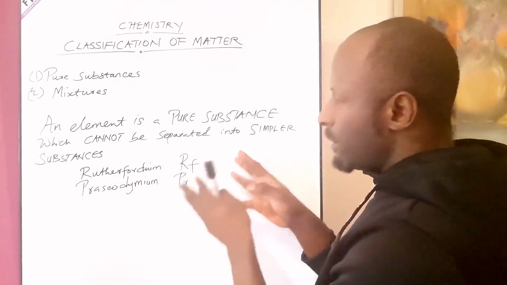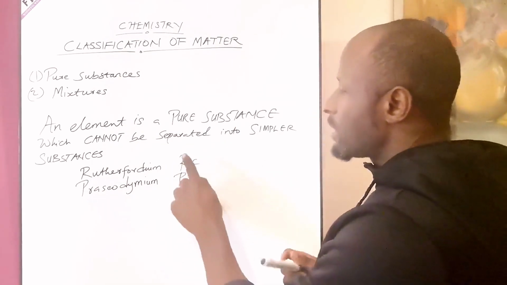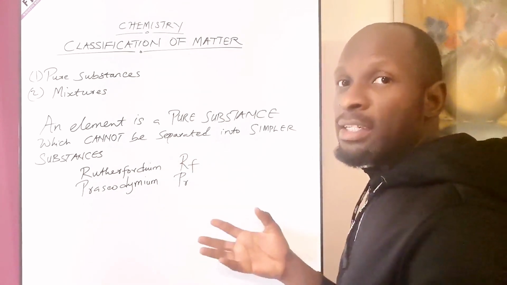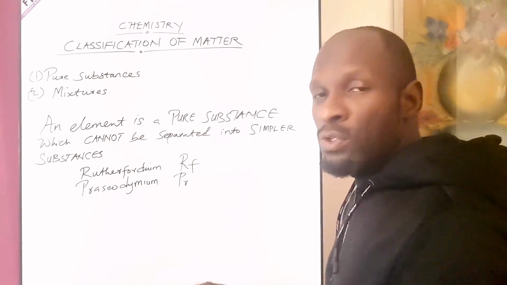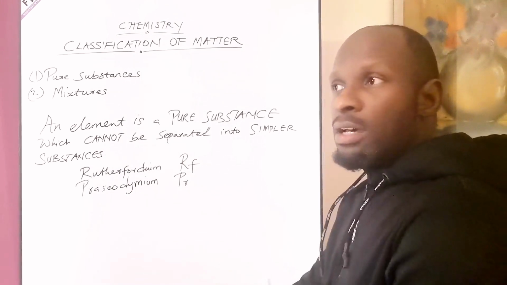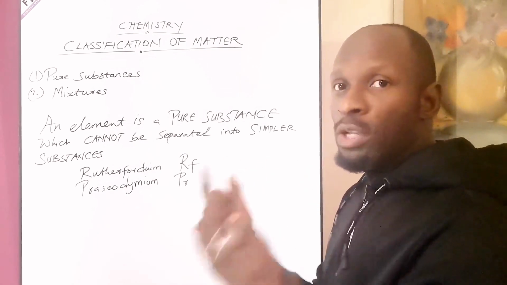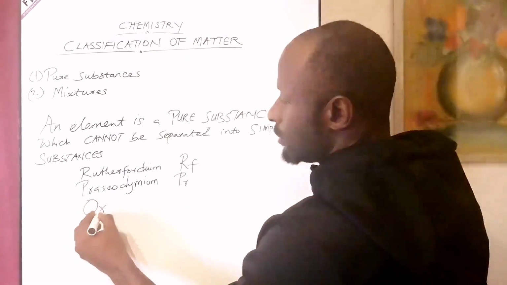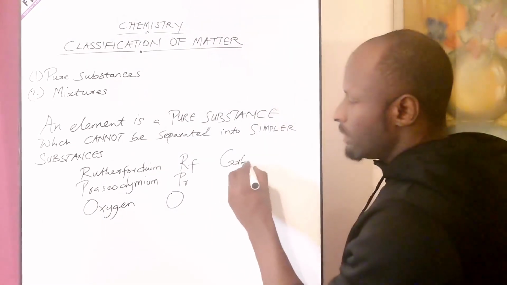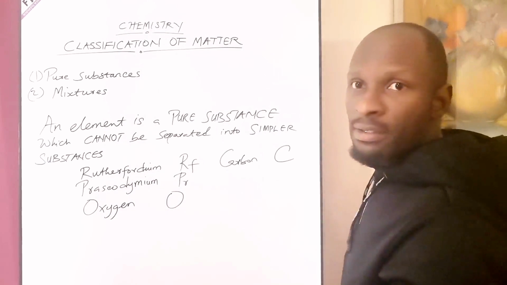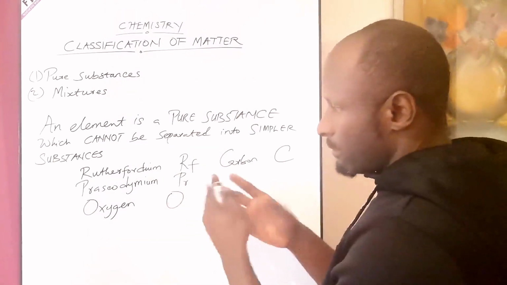If you look at these two names, you would notice something, that the first letter is usually a capital letter. Then the second letter is a small letter. Generally, when you are writing the elemental symbols of elements, if it is having just one letter, then that letter is usually a capital letter. For example, oxygen is represented by letter O. We say carbon. It is represented by letter C. Is that clear? Okay.